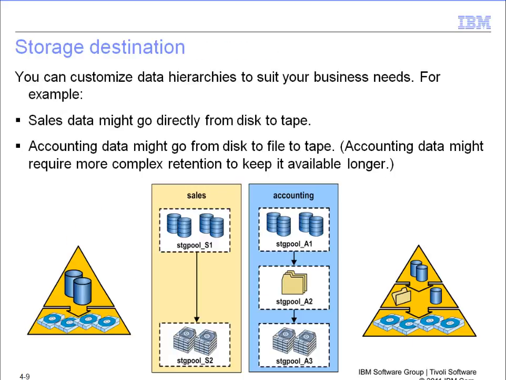Storage destination. This is an example of how to customize your storage hierarchy. On the left, we have the sales department. In the sales department, the data comes into the disk pool, the primary storage pool at the top level or destination pool, and then is migrated to tape. However, the accounting department wants to have a mid-level, a file device class. They want the data migrated from the primary destination pool to the next storage pool in the hierarchy, in this case, a file device class. File device class means the data is stored on disk, but it's sequential access. Then it moves to the tape pool.